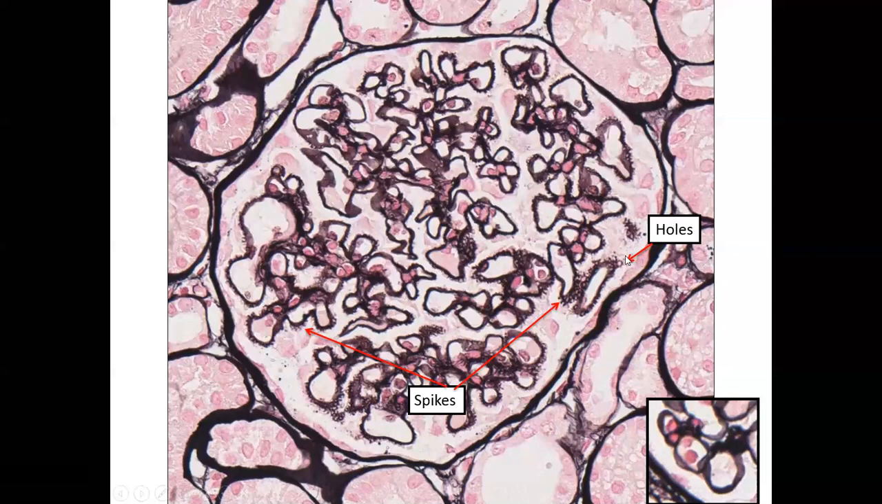And these immune deposits are all right below the podocyte. Podocytes don't like being in contact with immune complexes, and so they start to lay down new GBM. I like to think about it as if they're trying to wall themselves off from the immune deposit.